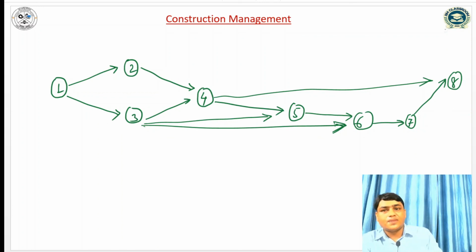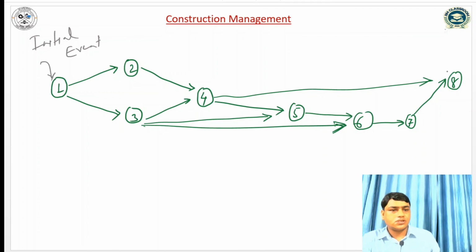So this is the network diagram, and this is called the initial event. This is the finish event. The initial event has only outgoing arrows. The finish event has only incoming arrows. There should be no two finish events; there is only one finish event. So there is no dangling error. Similarly, time increases from left to right. So this is the correct network diagram.